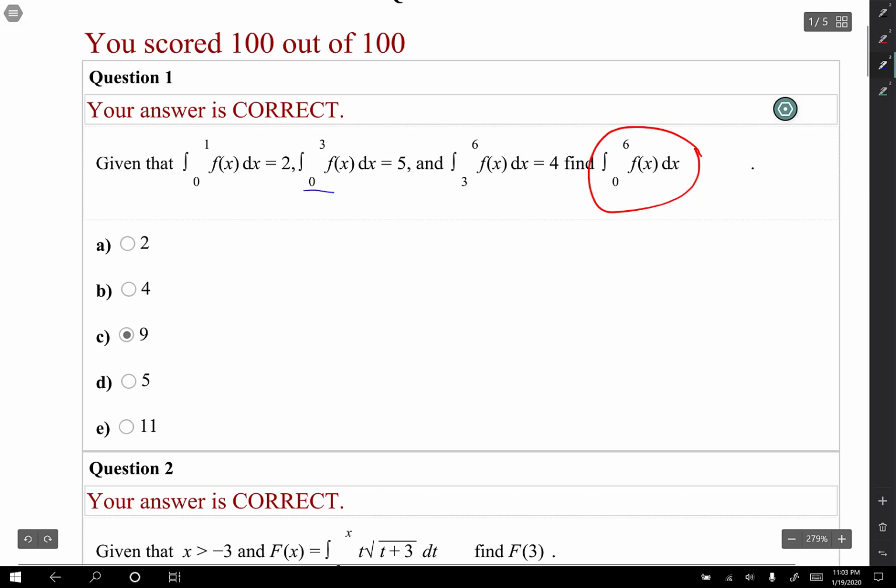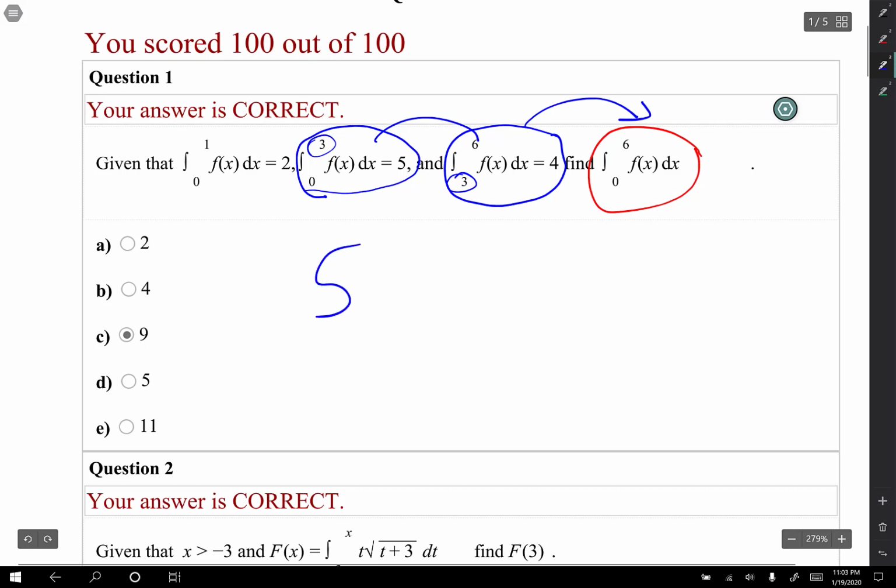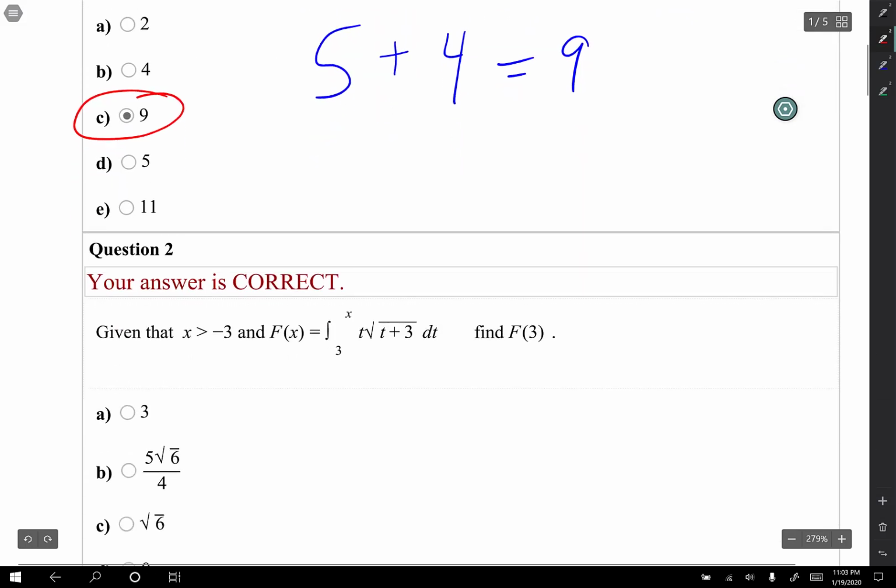If I find the area under the curve from 0 to 3, and I add, see, where this one stops, this one starts, and I add the area under the curve from 3 to 6, that will give me this one. So I'm going to take the 5, area under the curve from 0 to 3, and the area under the curve from 3 to 6, which is 4, and I add them up. And there you go. It is that simple, guys. So don't make it complicated. It's not that bad.